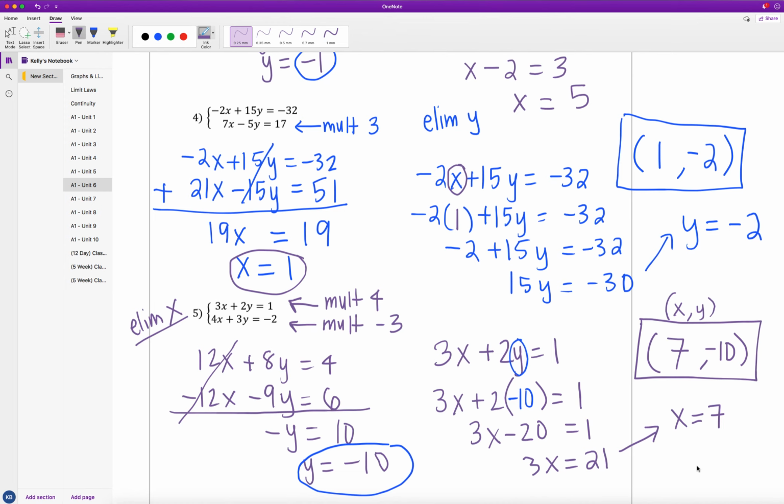Again, make sure that if you ever want to check your answers, I could take these numbers, plug them into each of the original equations, and if I get a true statement in both, then that means that it is a solution to that system of equations. And this is the end of Learning Target 6A.